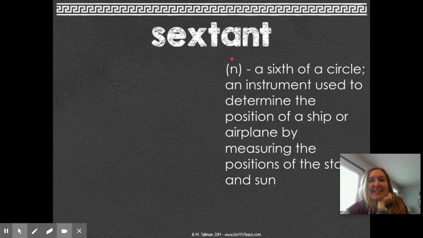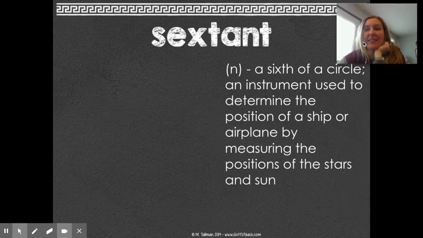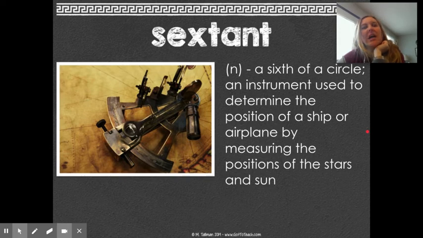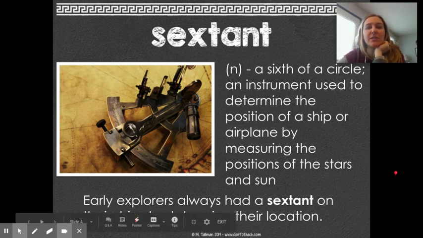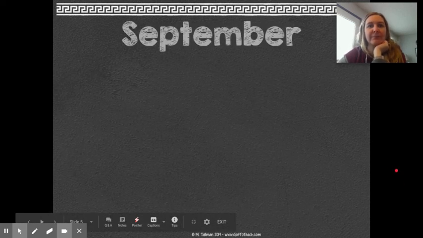A sextant is a sixth of a circle. It's an instrument used to determine the position of a ship or an airplane by measuring the positions of the stars and the sun. And when we talked about navigational technology with our explorers, we talked about how they would use a sextant. And so this tool is actually where you would go and check on the stars and their angle and on a map. So it says early explorers always had a sextant on their ships to determine their location.